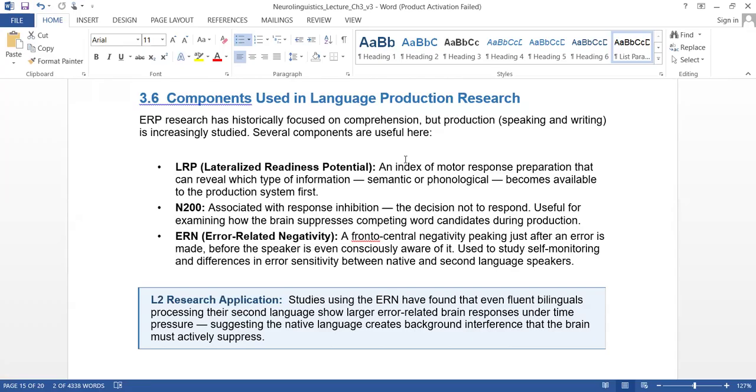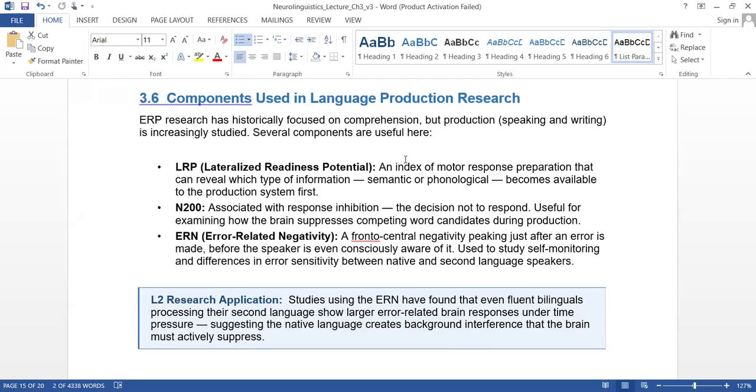LRP, lateralized readiness potential, an index of motor response preparation that can reveal which type of information, semantic or phonological, becomes available to the production system first. And N200 associated with response inhibition, the decision not to respond, useful for examining how the brain suppresses competing word candidates during production. ERN, error-related negativity, a frontal central negativity peaking just after an error is made, before the speaker is even consciously aware of it. Now, these all are actually neurological examinations, right?